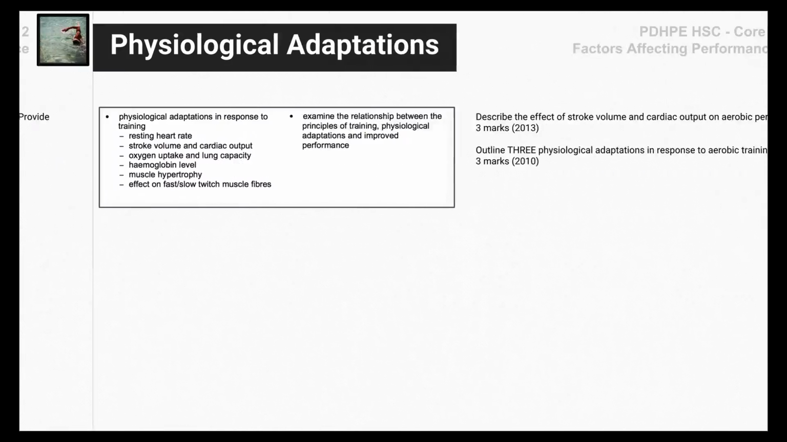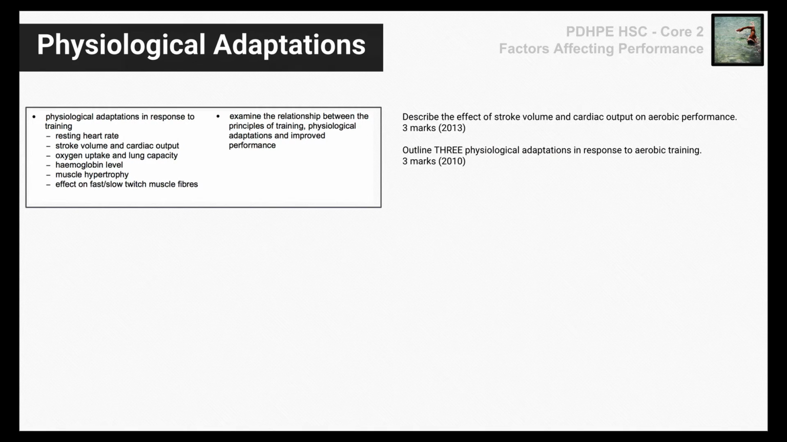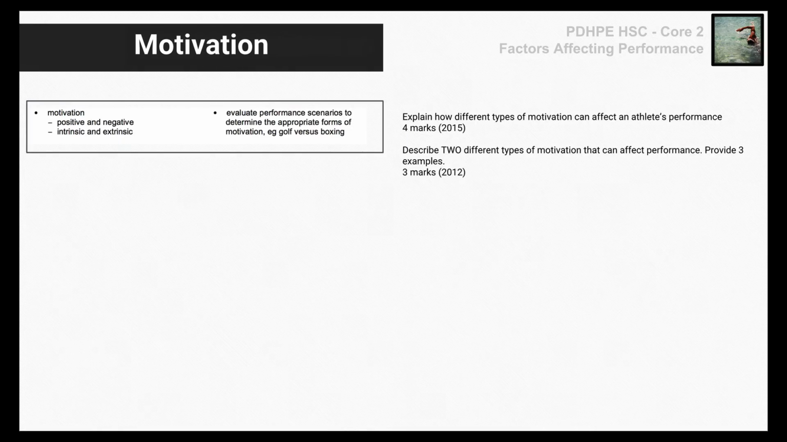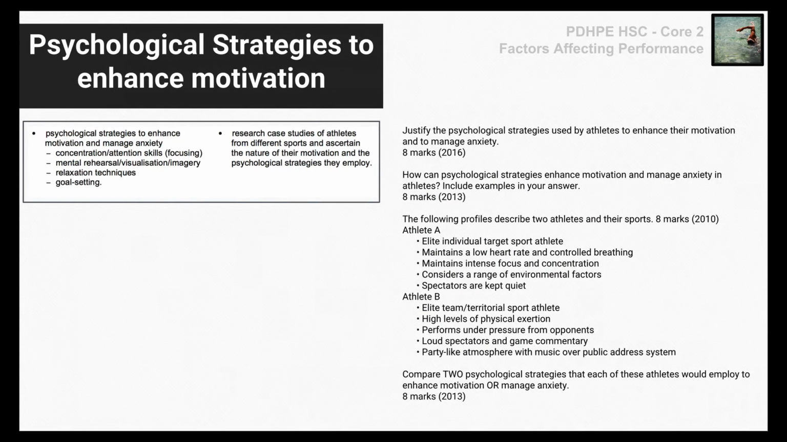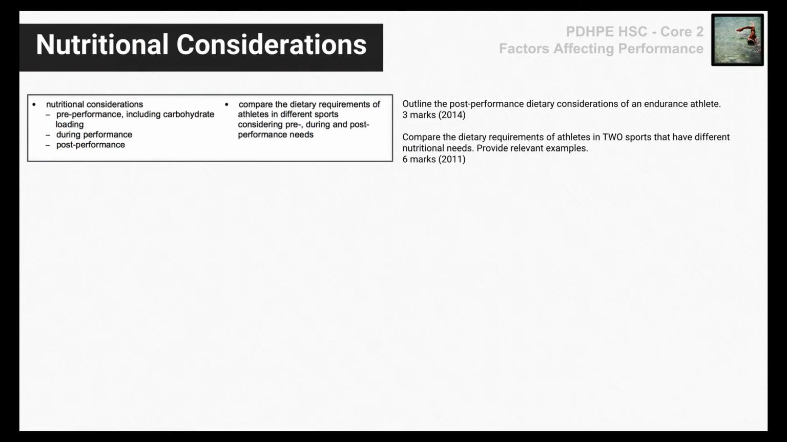The next dot point, Physiological Adaptations, has seen questions that are asked in relation to specific types of training. And looking at the motivation dot point, again, knowing the different types and examples has been enough previously. You would still be expected to be able to apply the correct type of motivation to the appropriate sports. The anxiety and arousal dot point has seen a question asked that specifically relates to the Learn To dot point, whilst the psychological strategies to enhance motivation dot point has been seen to be a dot point that attracts a greater allocation of marks.